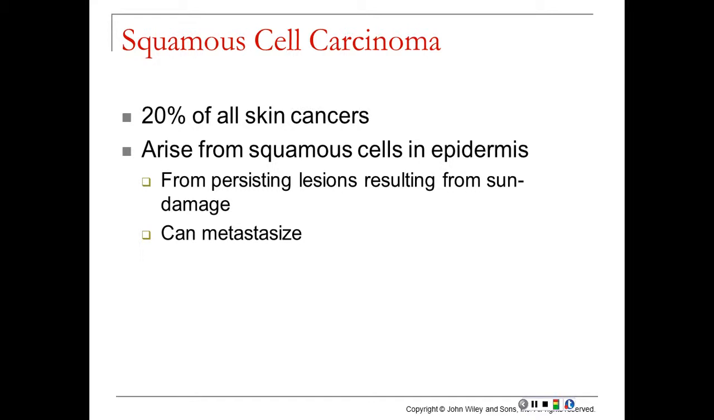When you get squamous cell carcinoma, this is 20% or so of all skin cancers. This is coming from the squamous cells, so this could be at any layer of our skin except the basal layer. This is from persisting lesions, from sun damage. This can metastasize. It metastasizes much quicker than the basal cell will.